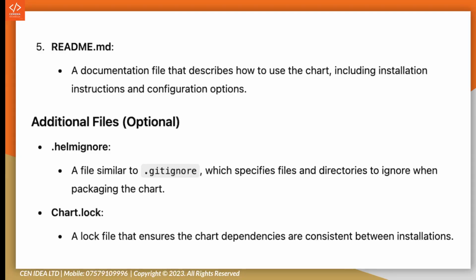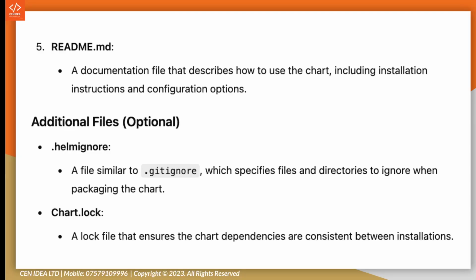And then additionally, you can have things like a .helmignore file. Once you create your Helm chart, it's a file similar to .gitignore, which specifies files and directories to ignore when packaging. So when Helm is trying to package resources that it needs for deployment, it will just ignore anything you mention or list out within there. So that in that case, it's just to ensure that things are not bloated up actually.